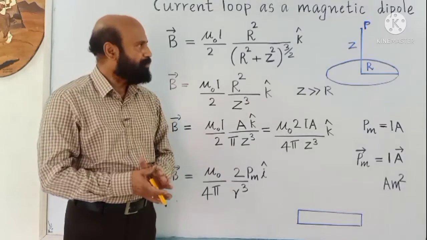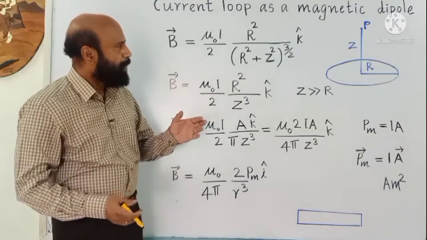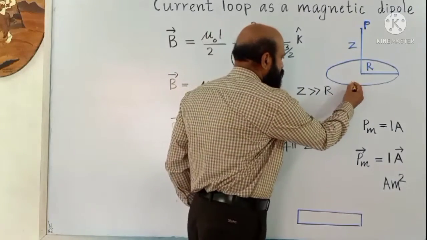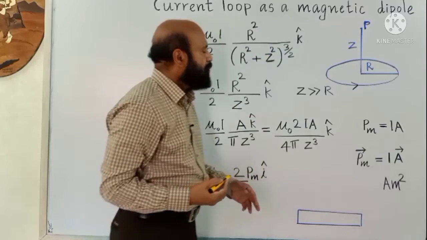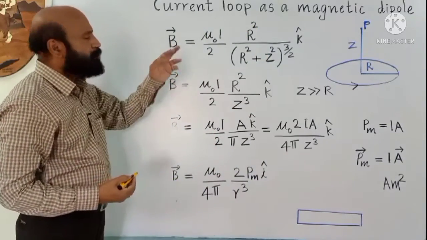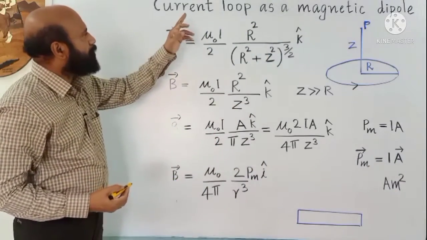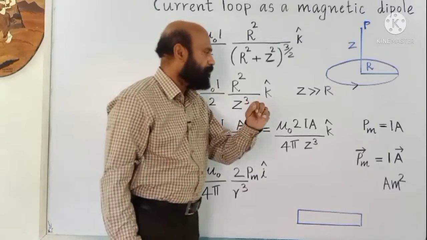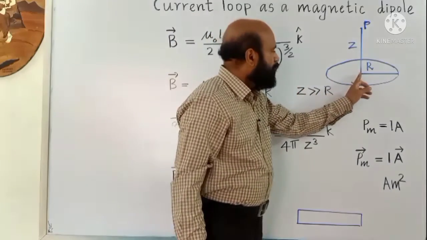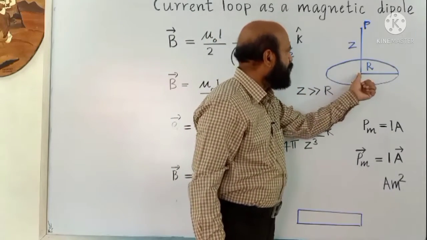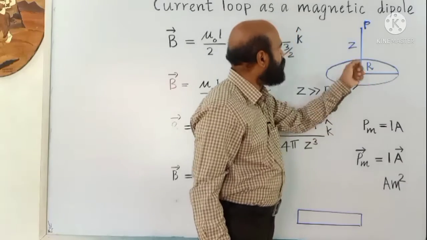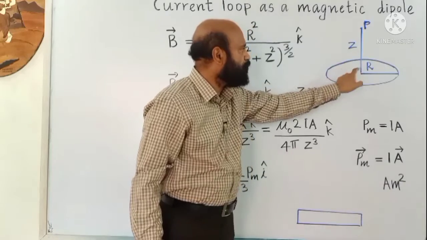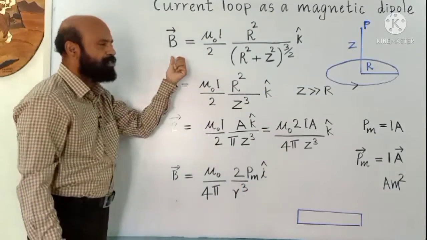In the last video, I have explained the magnetic field due to a circular coil carrying current. In this video, let us see current loop as a magnetic dipole. The coil with radius capital R and magnetic field at a point P, which is at a distance Z from the center of the coil, is given by this relation.